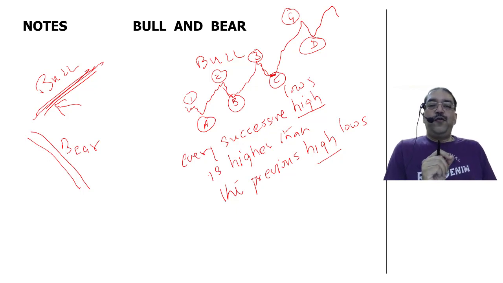Understood? So bull phase means you have to understand this. I will give you the point. Bull phase means where every successive high is higher than the previous high, and every successive low is also higher than the previous low. Clear? Absolutely clear. Every successive high, 2 is higher than 1, 3 is higher than 2, 4 is higher than 3.